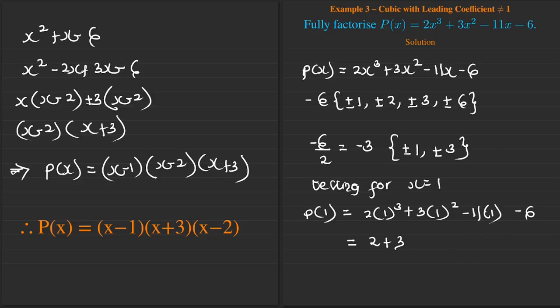So negative 1 times 11 gives us what? A negative 11. And then we have our minus 6. 2 plus 3 gives us a 5. 5 minus 11 will give us a negative 6. Negative 6 minus 6 will give us a negative 12. This is not a factor.